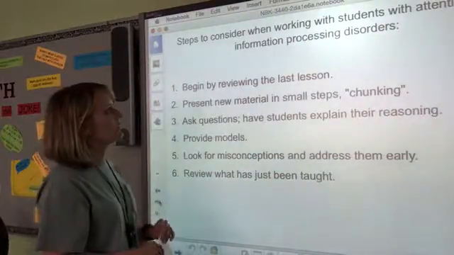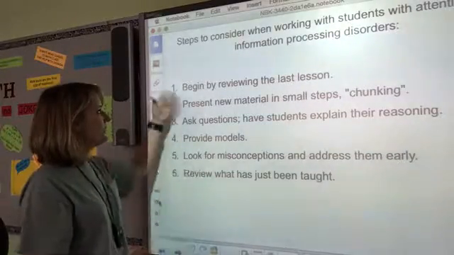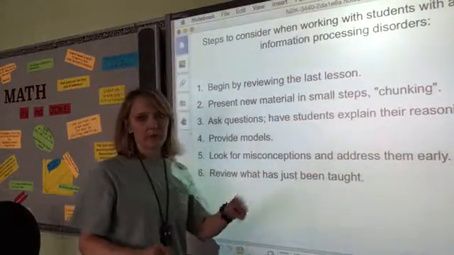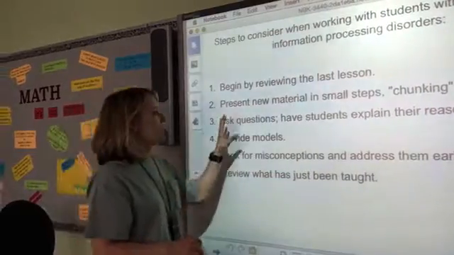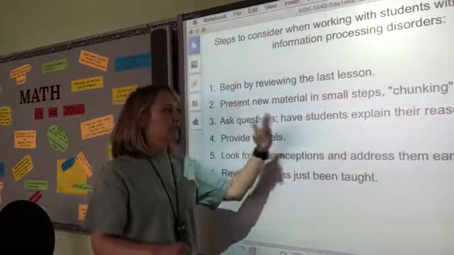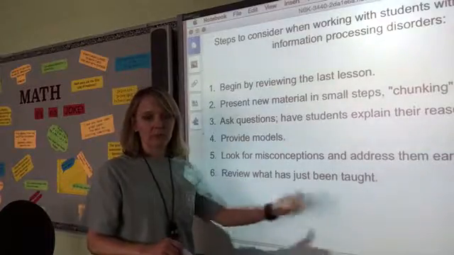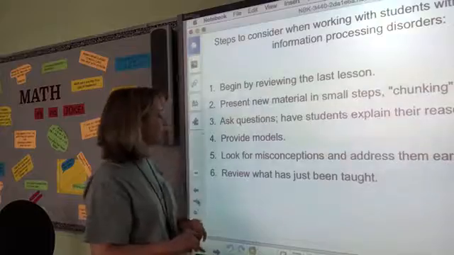Steps to consider when you're working with students with attention or information processing disorders is to begin by reviewing the last lesson. Present the new material in small steps with assessments. Breaking it up into parts is better. And as you're presenting new material, ask questions and have the students explain their reasoning. I do this in my geometry classes anyway, because I expect my students to not only give me an answer, but tell me how they know the answer is true.